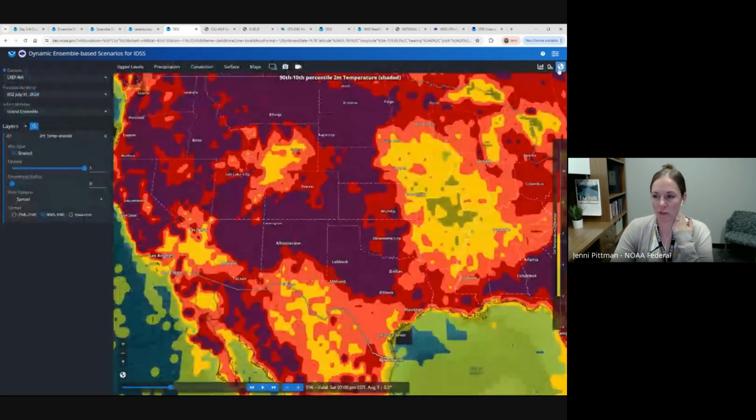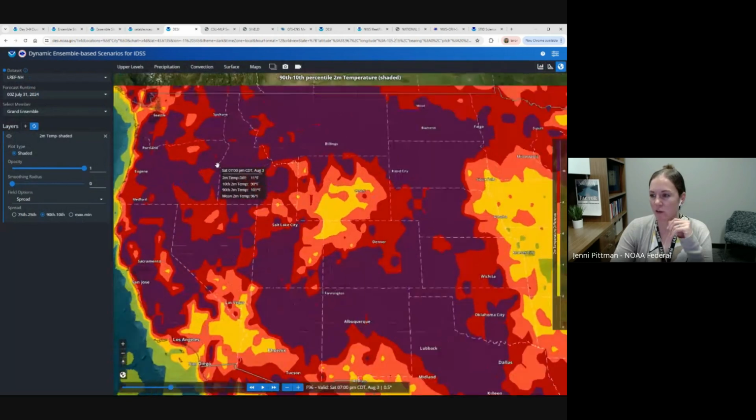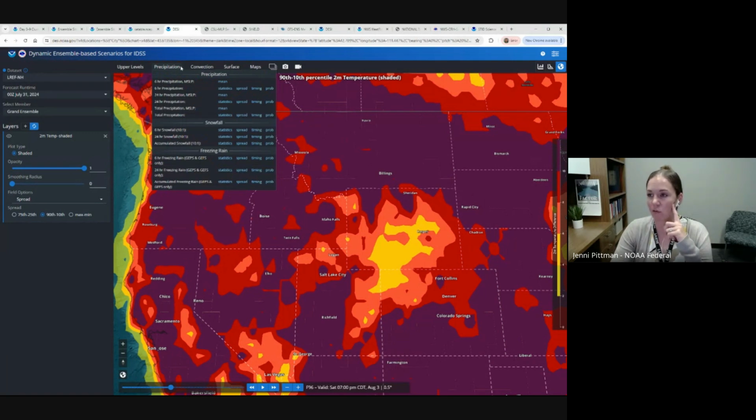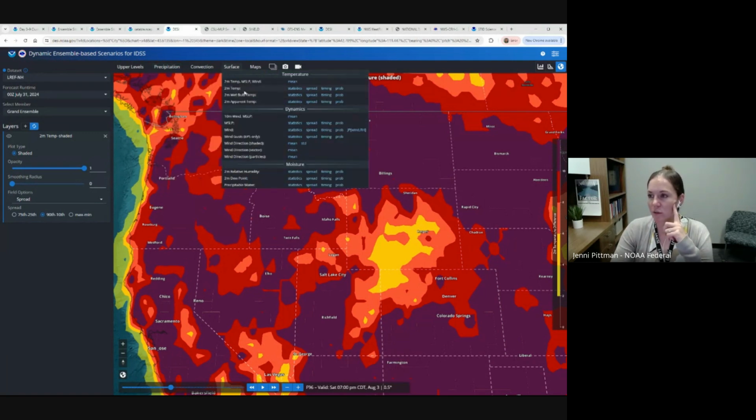But you're also going to have partners that have specific thresholds too. So you'll want to be able to look from a broad scale or from a finer scale and maybe set that probability of exceedance, figure out what's important to you within your forecast area or to a specific partner. And you can use DESI really well for that. So let's go back to our 2-meter temperature.